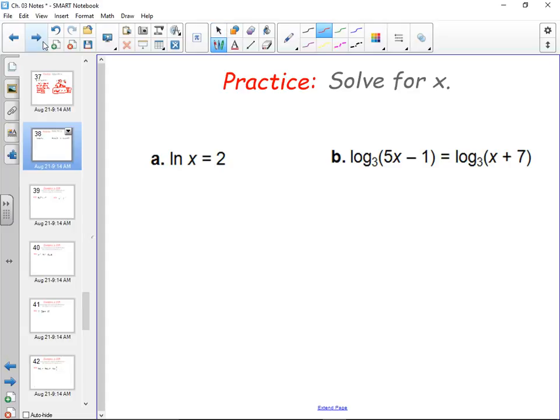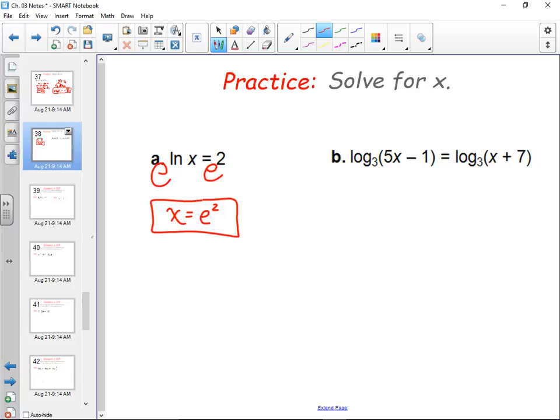All right. What'd you do for A? Put a big ol' E on that side. Big ol' E on that side. E to the ln, E to the log base E, cancels. X equals E squared. Done. Why is it not a decimal? Because who wants to put a decimal when you can put E?